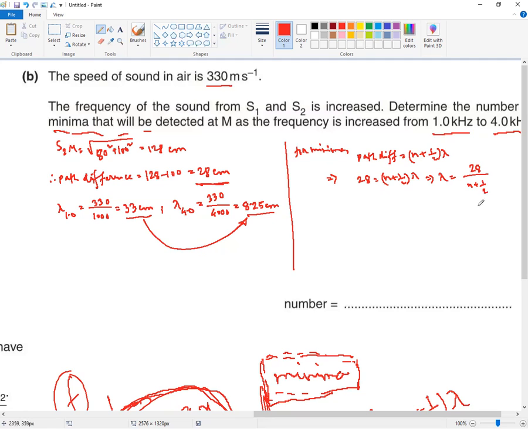Now we have to place multiple values of n in this equation, starting from 0 and onwards, to find out how lambda behaves, and for how many lambda values we can find that fall within this range. So have a look. If we place n equals 0, what does lambda become? Calculate.